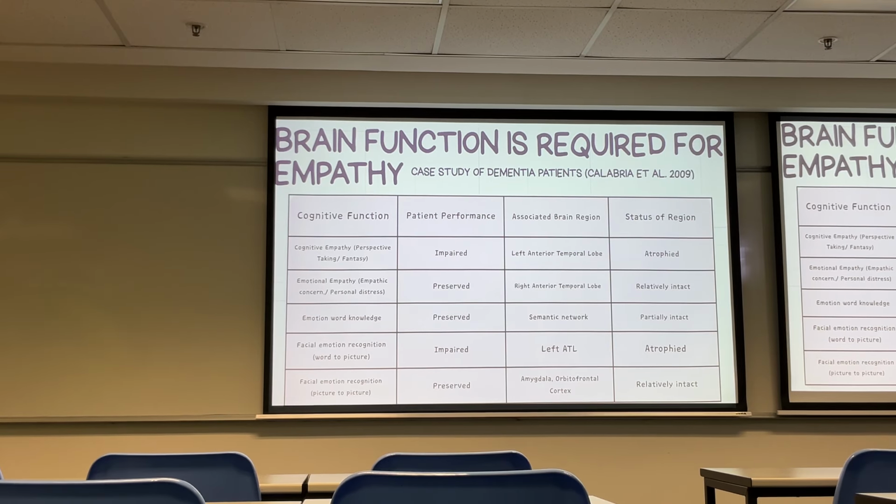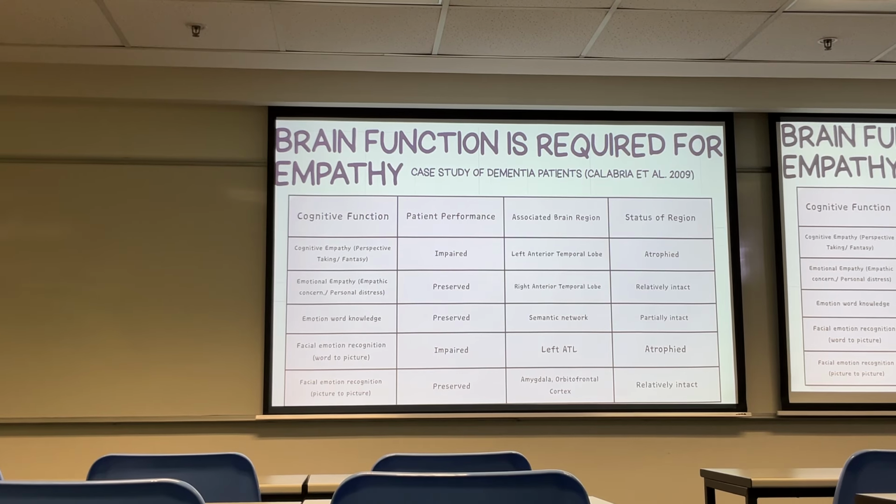For emotion word knowledge, this was tested through a short adapted questionnaire asking questions like, how would you feel if? And the patient scored 6 out of 6 correct responses. To be clear, this was a test to determine her understanding of emotion words. This was preserved. And this is associated with the semantic network of the brain, which is only partially intact in the patient.